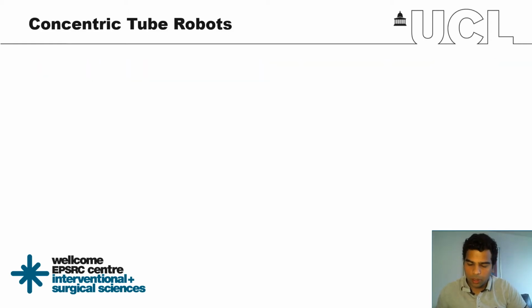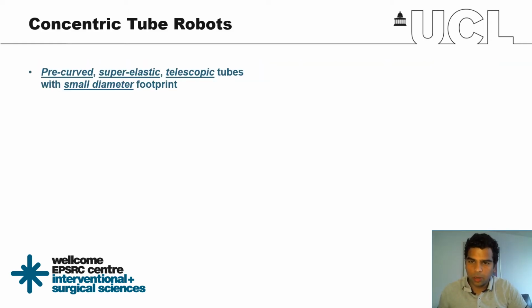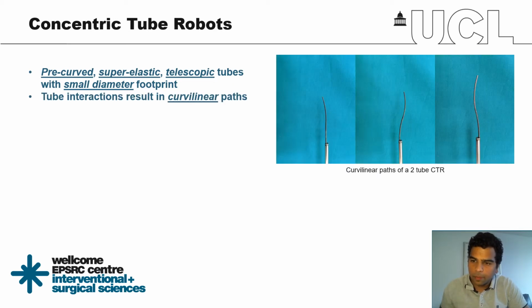So a good place to start is what concentric tube robots are. Concentric tube robots are these pre-curved, super-elastic, telescopic nitinol tubes with a small diameter footprint. And as the tubes rotate and translate relative to each other, you can create these curvilinear paths.